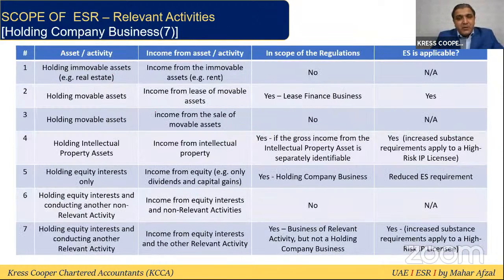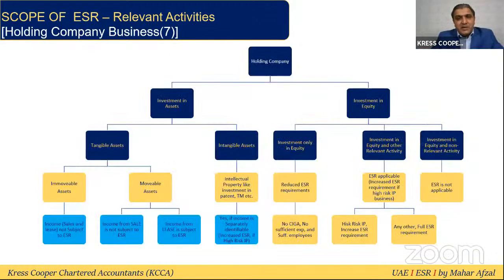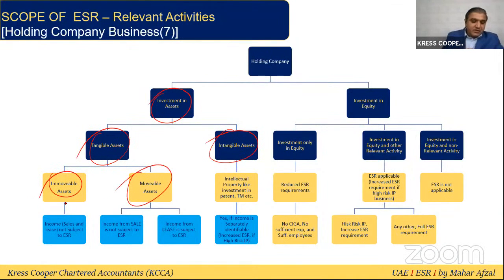This chart has been given in the revised guide as well, and I have classified this chart into this diagram. I said if the holding company is doing investment, it has investment assets, which can be tangible assets or intangible assets. Investment in tangible assets might be in immovable assets or movable assets. If the investment is in immovable assets, they said income from immovable assets is not subject to ESR.